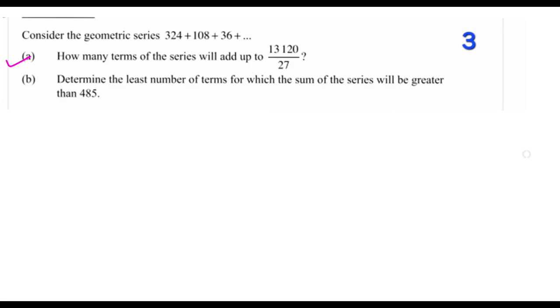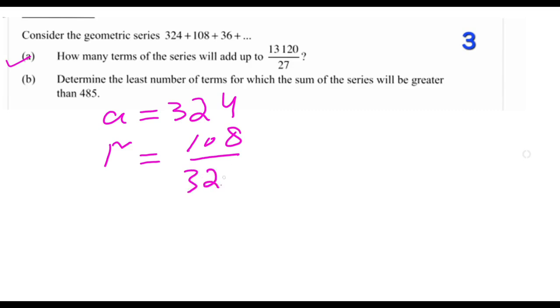So identify the first term and common ratio here. The first term is A equal to 324, and the ratio is the second term divided by the first term. The answer will be 1 over 3. I use my calculator. Now use the sum of a geometric series formula to find n.